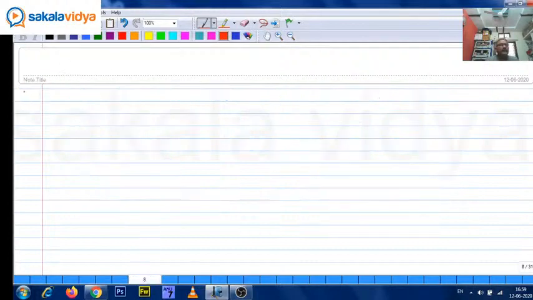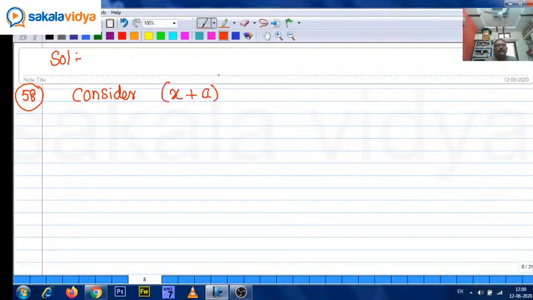58 solution. So consider (x + a)^n, which actually consists of n + 1 terms.